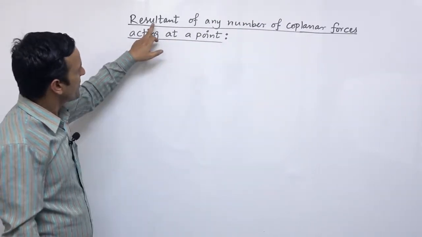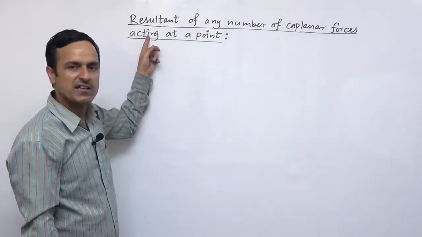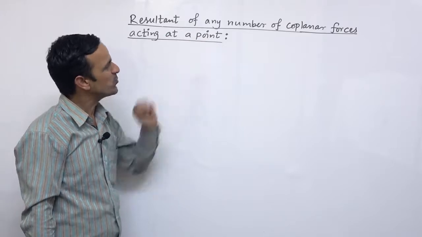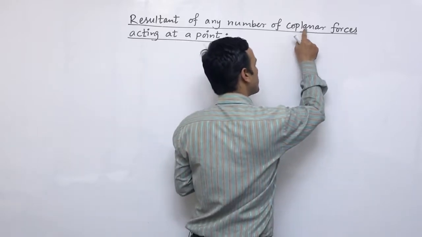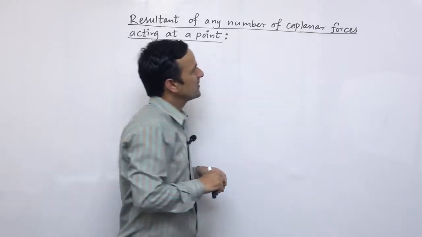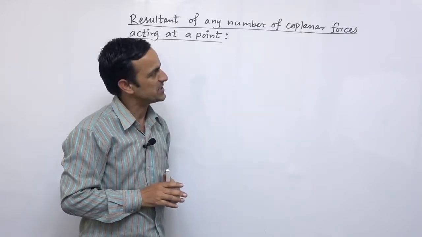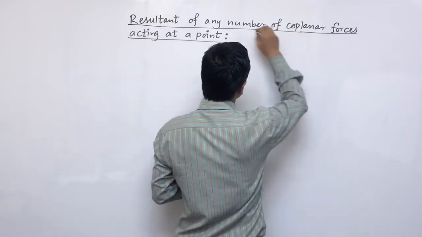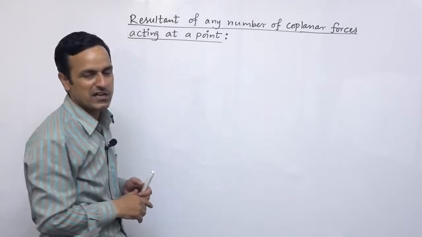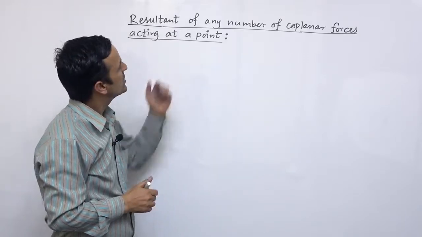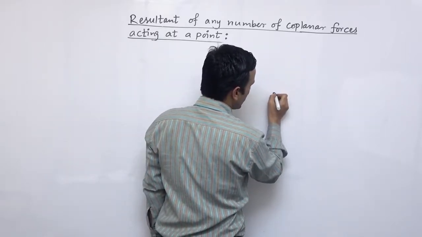Now we find the resultant of any number of coplanar forces acting at a point. एउटा certain point मा एक्ट गरिएका डिफरेंट फोर्सेसहरू जुन एउटै प्लेनमा पर्छ. Coplanar means the forces lying on the same plane. So these are known as coplanar forces. एउटै प्लेनमा पर्ने यस्ता डिफरेंट नम्बर अफ कोप्लानर फोर्सेसहरूको रिजल्टेन्ट हाउ टु फाइन्ड, कसरी रिजल्टेन्ट निकाल्ने भन्ने कुरा हामी यहाँ स्टडी गर्छौं.